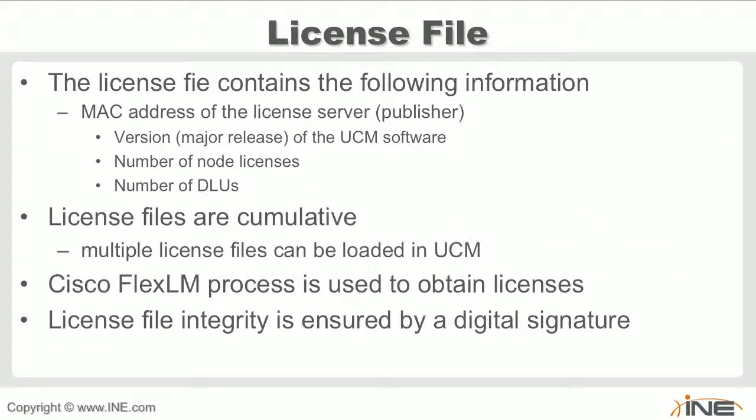Obviously, because if it did, the publisher going down would inherently stop the licensing service and no UFFs would be allowed to occur, but they can. So in the license file, it contains the following information: the MAC address of the license server, the publisher, and we're going to talk about how that will vary if we happen to be running virtual, basically UCM on a virtual machine in VMware ESXi.